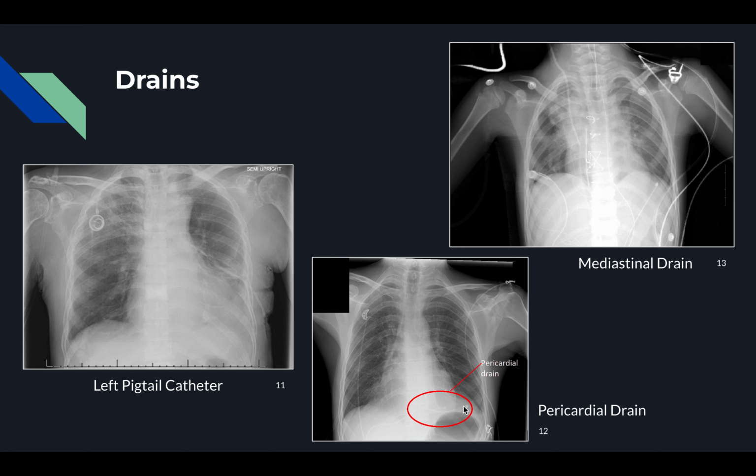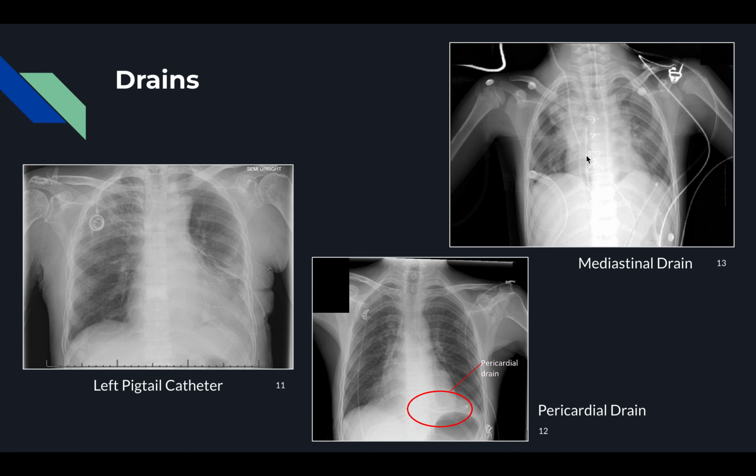It's sort of turning over on itself here, and the tip is just about there. So this tubing is actually in the pericardial space, so in that space just surrounding the heart, and these types of drains are placed to drain pericardial effusions. And then on the top right here, we have a mediastinal drain, so it's actually going to be this structure here coming down here, and then connecting to the external portion of the drain.